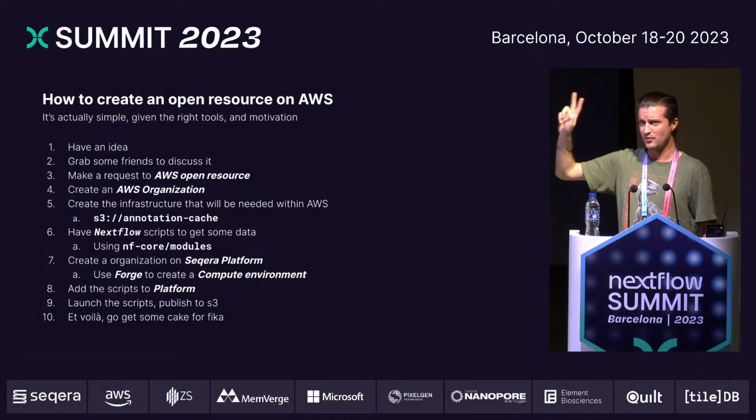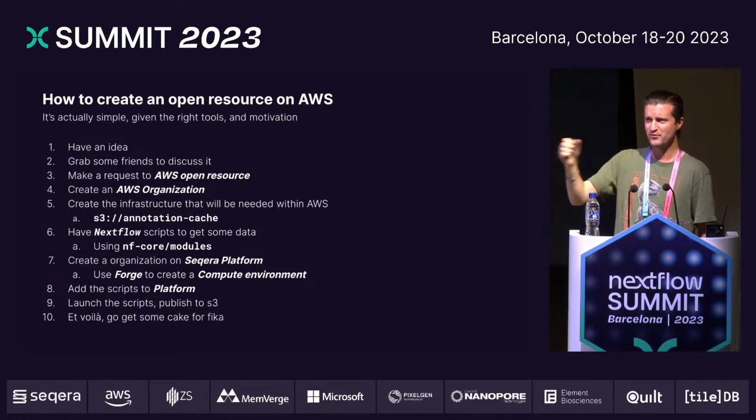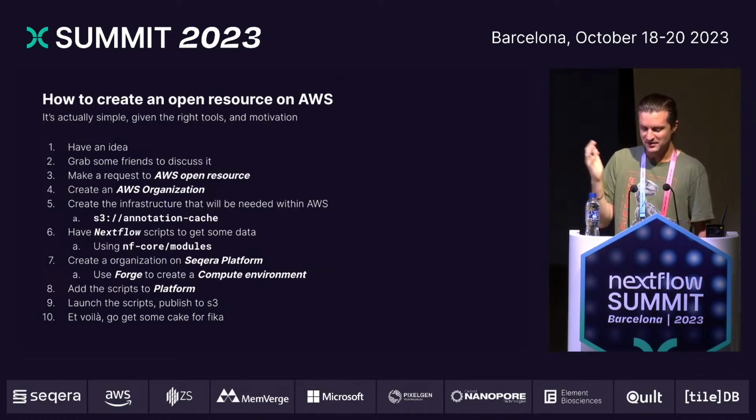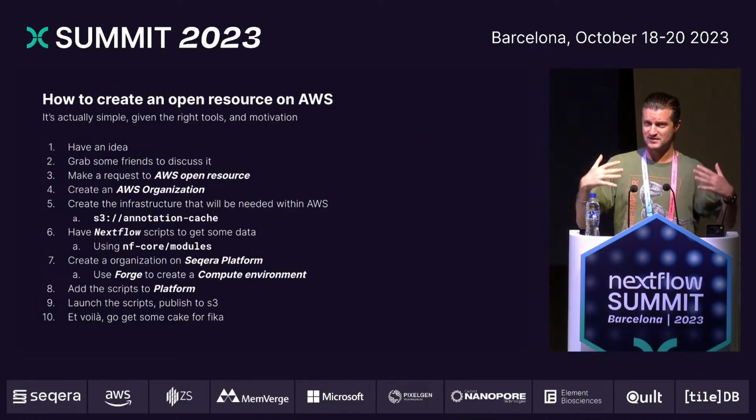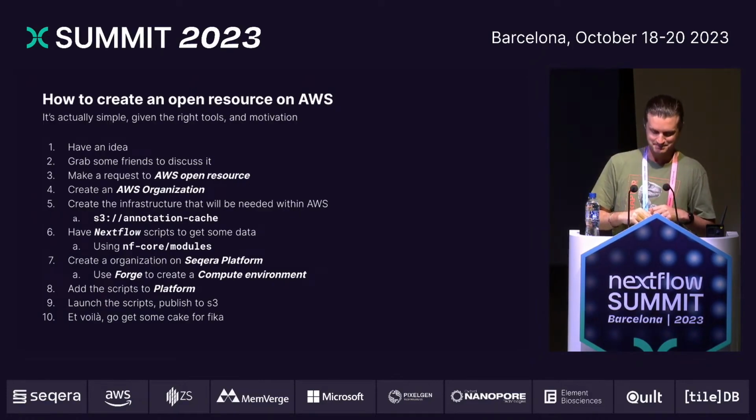Second step, you need to grab other people to help you build that, because if you're alone, it's a bad idea. You're building an open resource, you should be with other people. So grab some friends to discuss it and make them work with you even if they don't have time or don't want to do it. Third, make a request to AWS open resource to create this. For me, that was the step that took the most time. It took me 2 weeks just to write a 5 line request. So yes, bad planning, but it's fine.